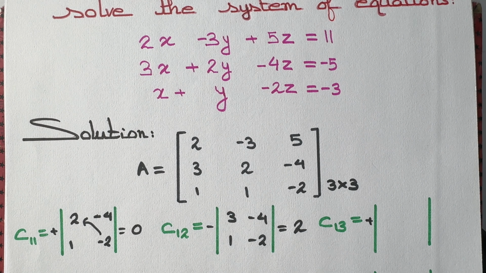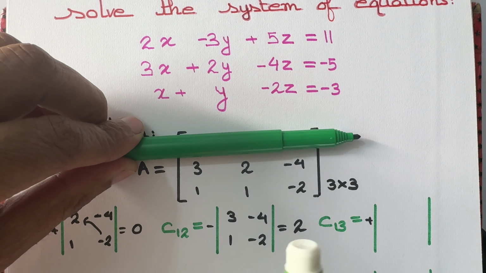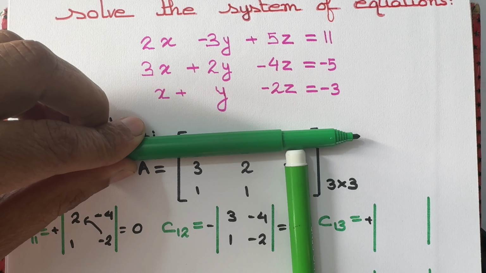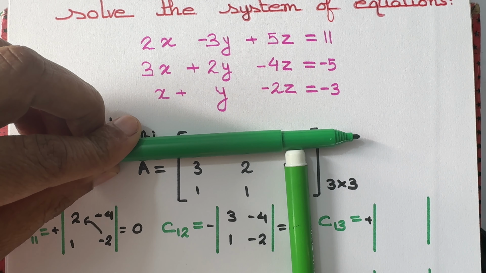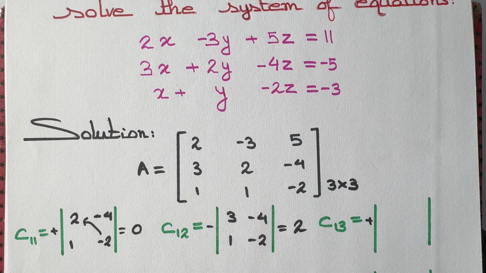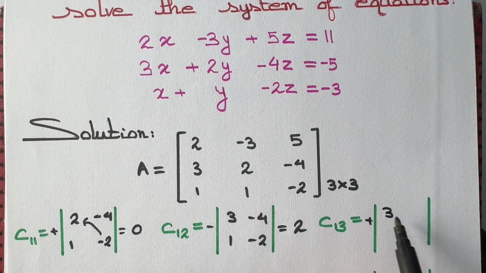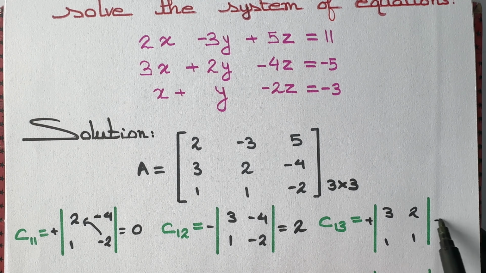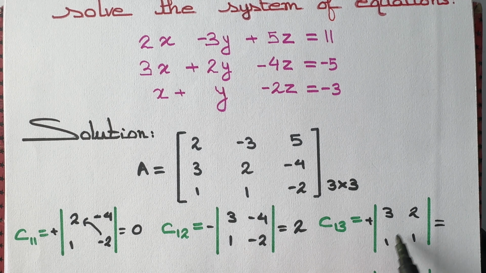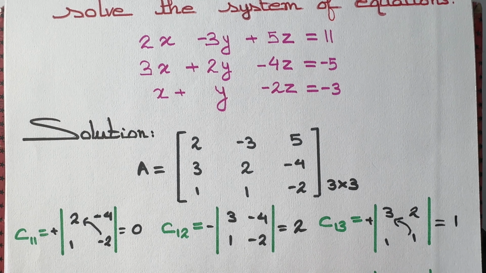C13: just cover the first row and third column. We are left with 3, 2, 1, 1. That is equal to 3 minus 2, which is 1. Okay, we have determined the cofactors for the first row.